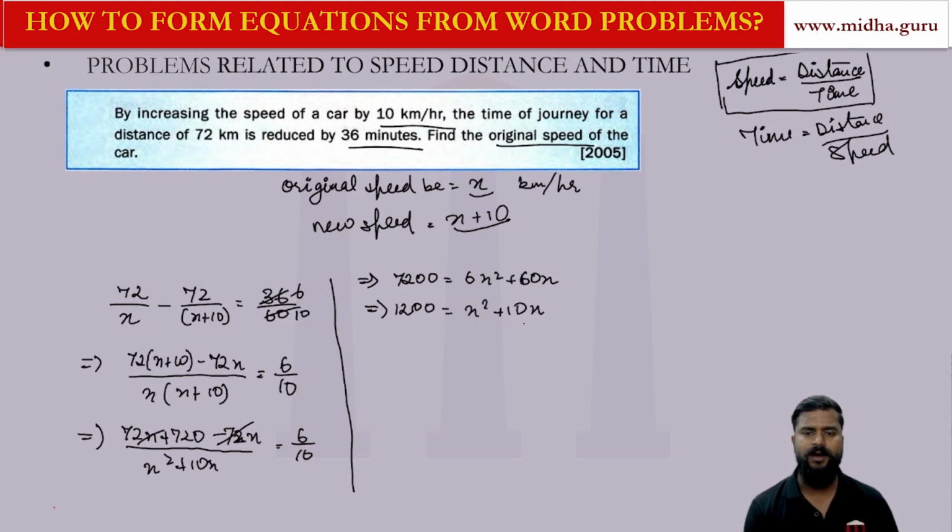So this is how we will form the equation. We bring it all to one side and it becomes x squared plus 10x minus 1200 is equal to 0. This is how we form an equation from a word problem given on speed, distance and time.